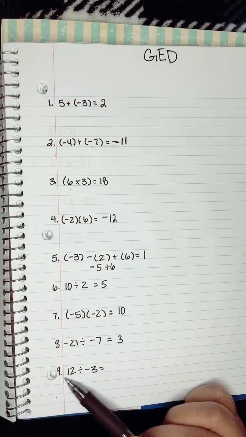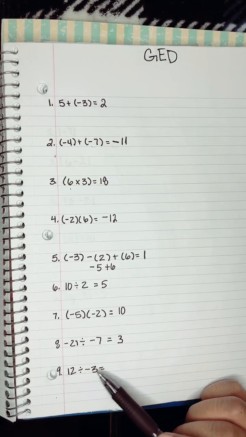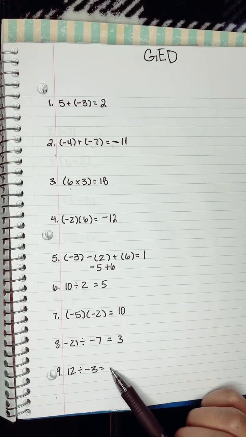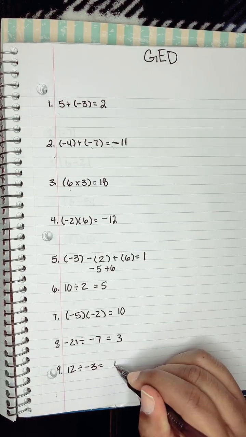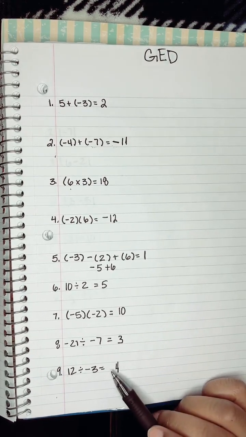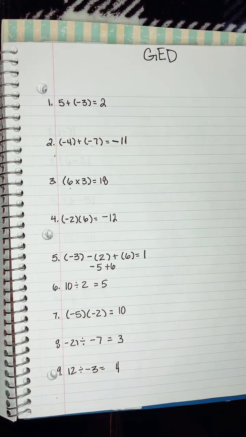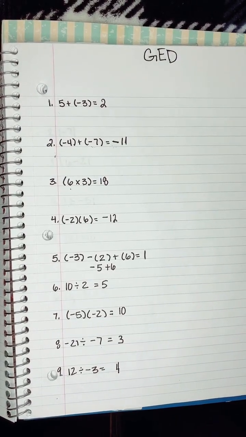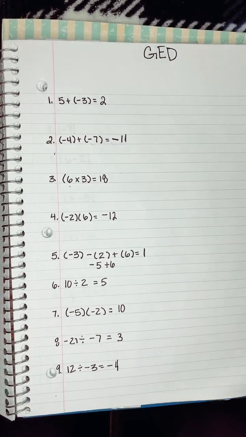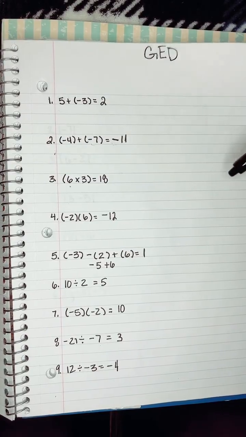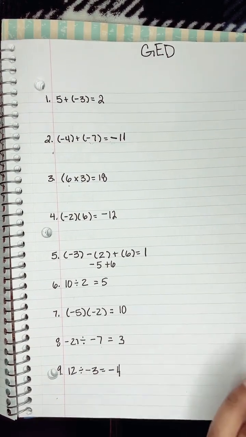For number 9, we have a positive 12 divided by a -3. What is our sign going to be for this one? Is it going to be positive or negative? Put it in the chat. Negative. Good. Yes. Positive divided by negative is always a negative. Easy peasy. All right, let's keep it going.